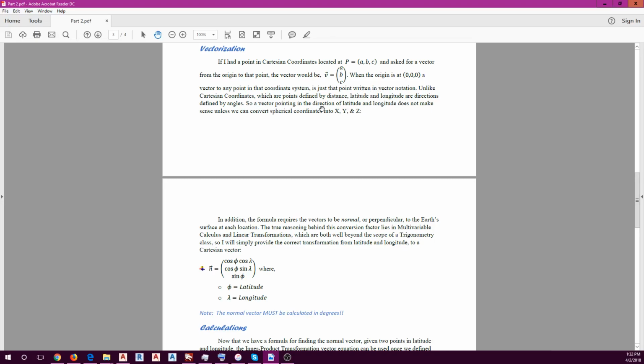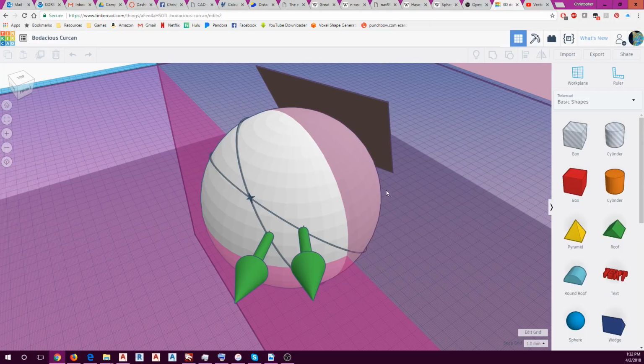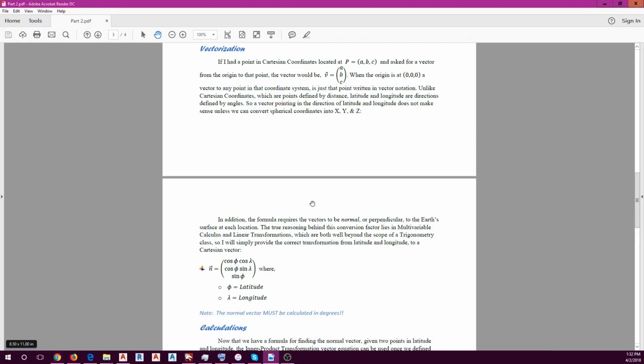So a vector pointing in the direction of latitude and longitude does not make any sense unless we can convert into spherical coordinates, because a vector has to point to a location. But I already said that you can go all the way around the sphere in latitude and longitude and get to the same location. So the location needs to be unique in order to represent it as a vector.